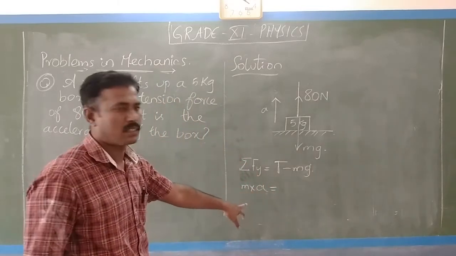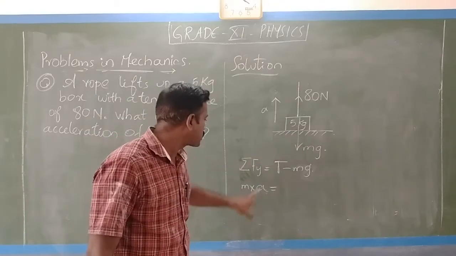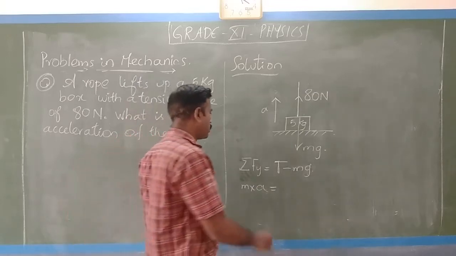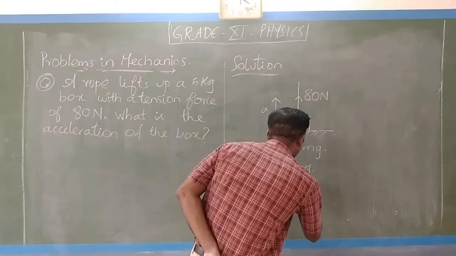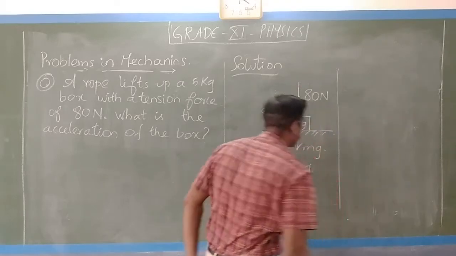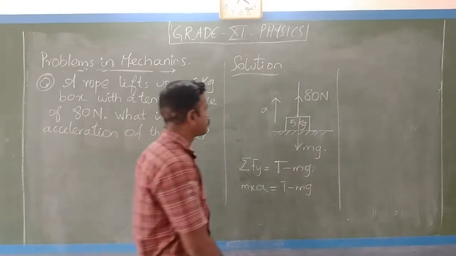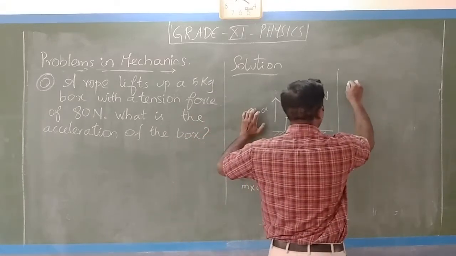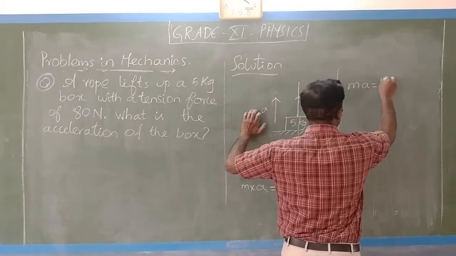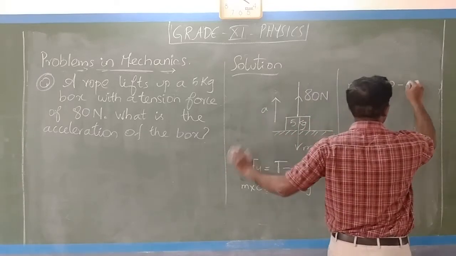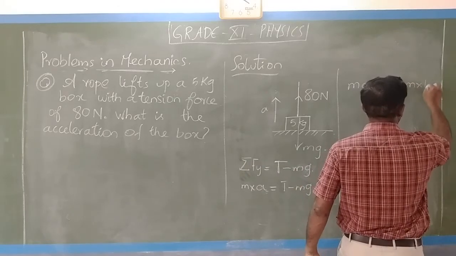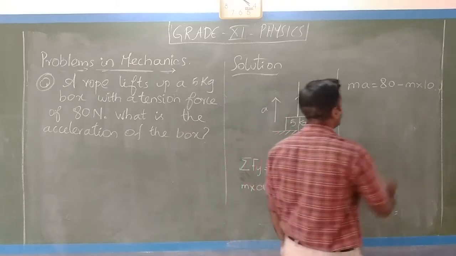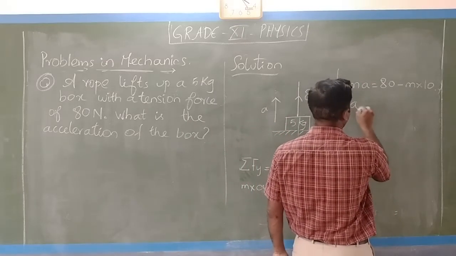This mass is accelerated by this value a. Okay. So tension T minus mg, this is the equation. Now I will substitute the values for it. M into a equals T minus M into g. Let g be 10. You take the value of g as 10. So I will bring it out here. So what is a?